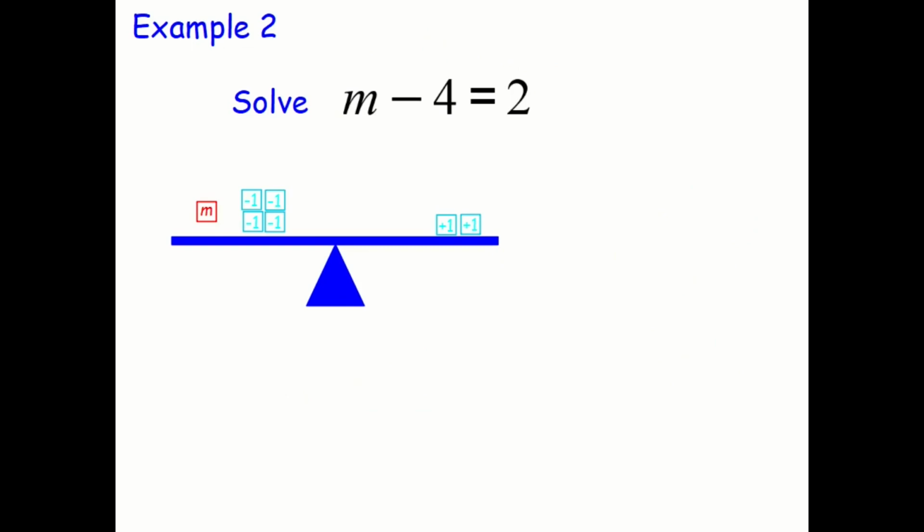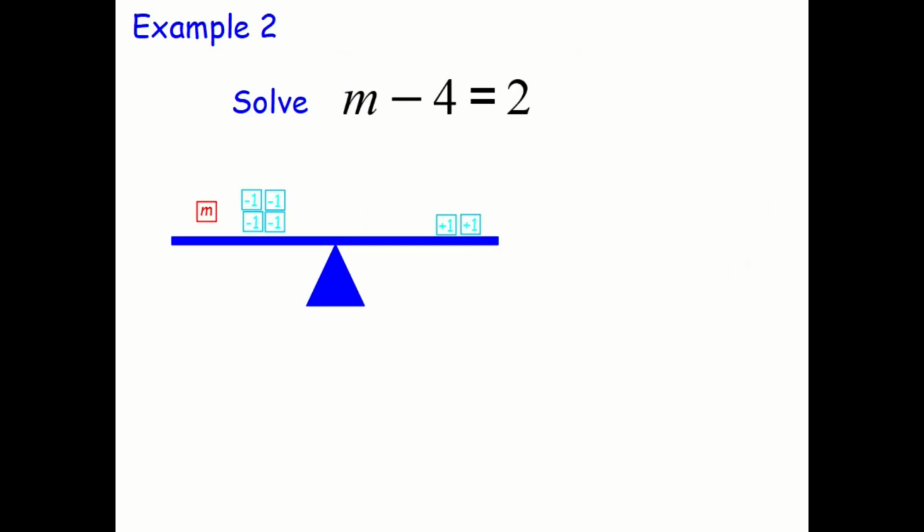Okay, example number 2. Solve m minus 4 is equal to 2. So now you can see that I've got some little boxes with -1 in them. So I've got 4 of those because that's what's on the left-hand side of my equation. I've got m and then I've got -4 here. And on the right-hand side, I've just got my 2 there, which is that 2 there.